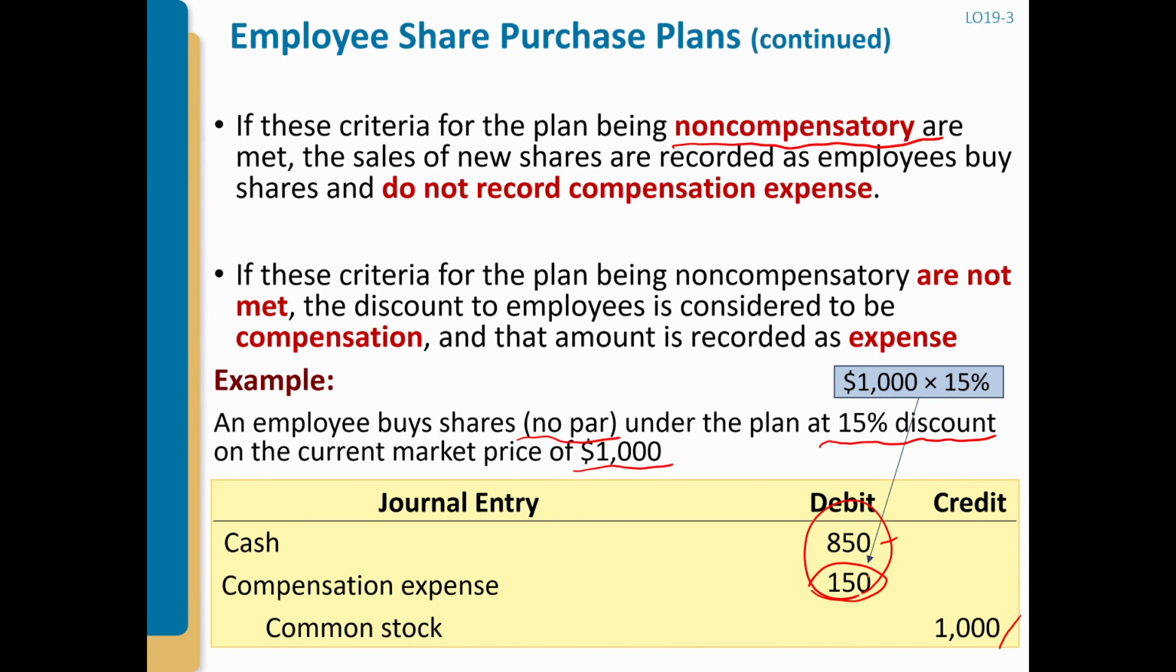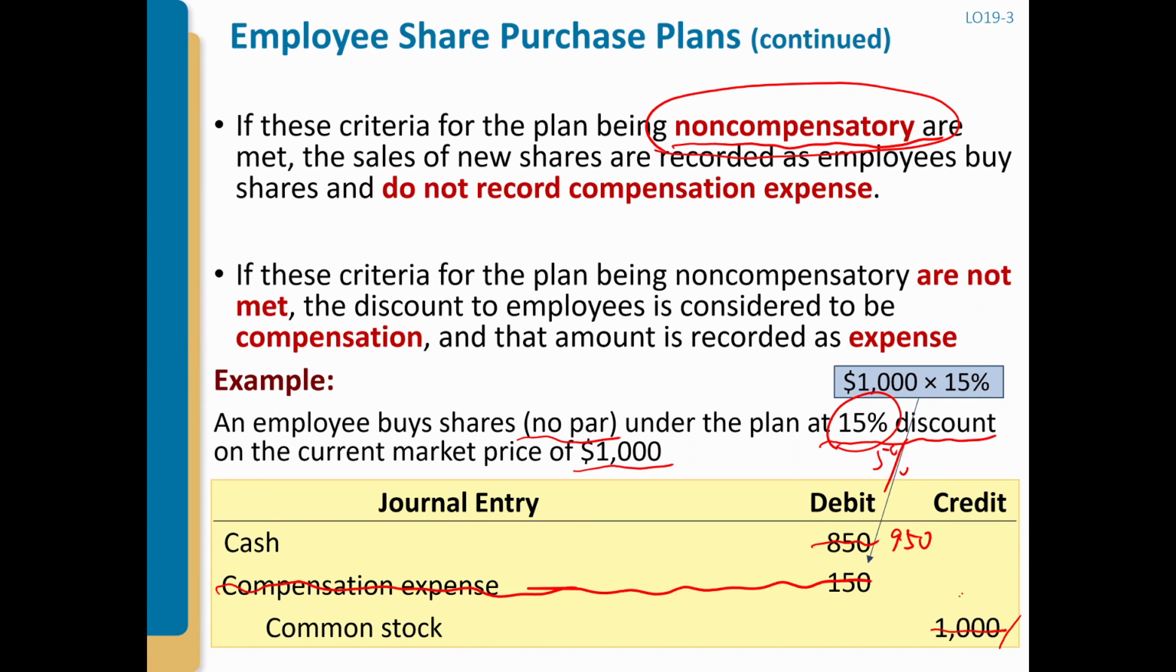So if the discount was less than 5%, what would it be recorded as? Let's say the same thing here, but the discount is not 15%, it's only 5%. Then we don't recognize. Remember, this is non-compensatory, so we don't recognize compensation expense. So that's why we don't have this. How much did we actually receive as a company? We received $950. We debit cash for $950. We credit common stock for $950, and that's it.